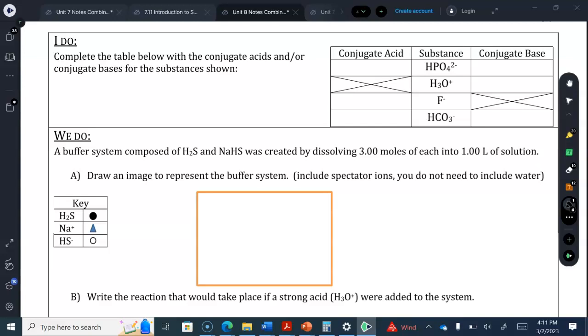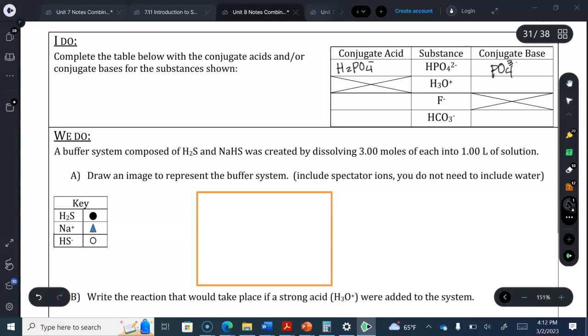Okay, so let's look at writing acids and bases and conjugates. Completing the table, not below but to the right, with the conjugate acids and bases as shown. So we have our substance. If we had the conjugate acid, that means we add a hydrogen ion, H2PO4 minus. And then if we have the conjugate base, that is going to be PO4 3 minus.